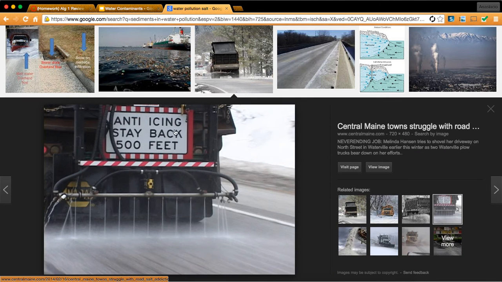All right, anti-icing, because what we want to do is get the ice off the road. The salt lowers the freezing point of water, and so the salted ice will melt into water. Then you have salt water flowing off into the drains. But the problem is that it can leak into our water supply, and that would be a big problem.